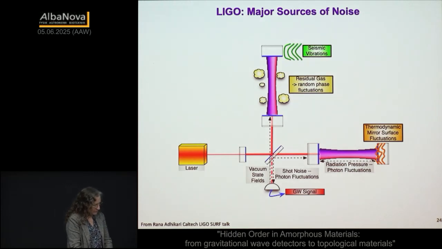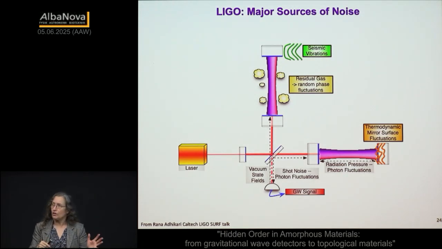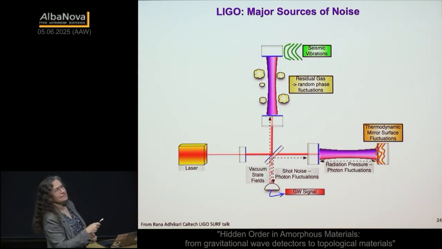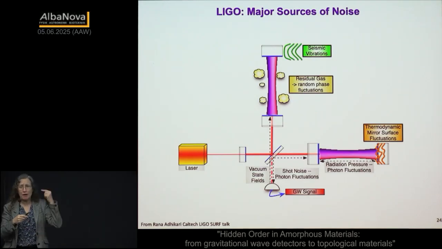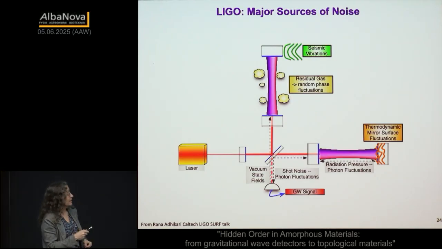So this is a thing that shows you all the sources of noise, and the point of all this is, after all they've done, and it is they, but it's now we, because now I'm involved too, there's all kinds of things they had to do technologically to beat the noise down, to make it possible to do what they're doing, to where the leading source of noise at this point is this thing here, which is called thermodynamic mirror surface fluctuations, often called just thermal noise.